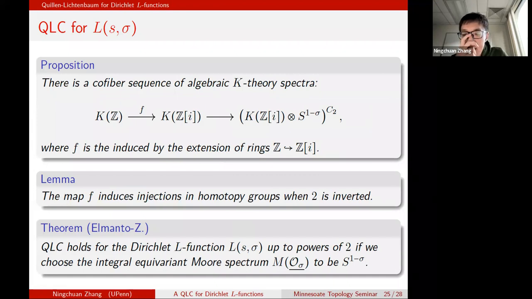In this case, instead of S^(1-σ), we could have chosen S^(σ-1), and then the whole sequence would be flipped. I believe in those two cases, the answers we get will be different. The difference will be something similar to the exotic element in the K1 of the ring of integers, the Picard group.